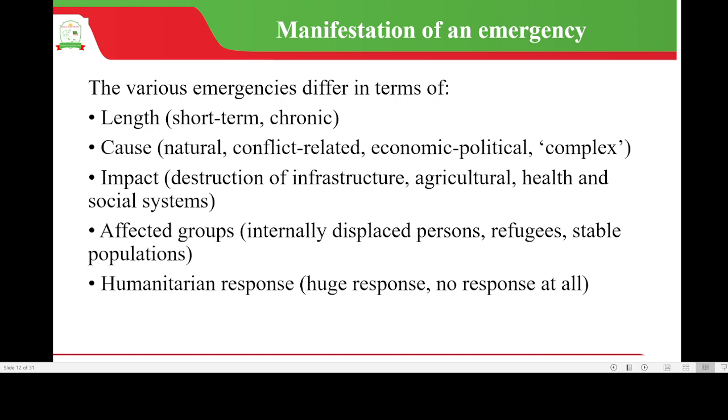Manifestation of an emergency. The various emergencies differ in terms of length, that is short-term and chronic, and in terms of cause: natural, conflict-related, economic, political, and also complex. The impact: the level of destruction of infrastructure, agricultural, health, and social systems. Affected groups: internally displaced persons, refugees, and stable populations. Humanitarian response: we have huge response and no response at all. So all these can be the various emergencies that may differ from one another.